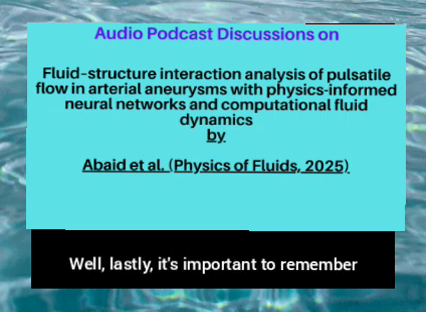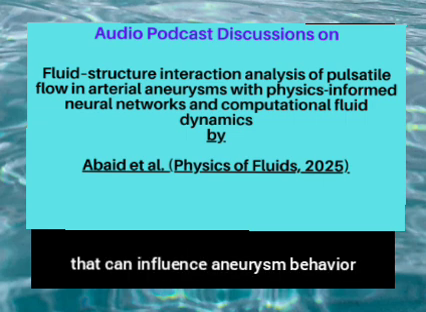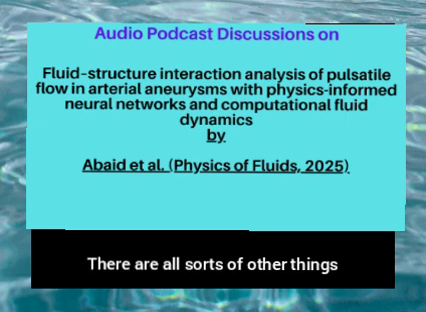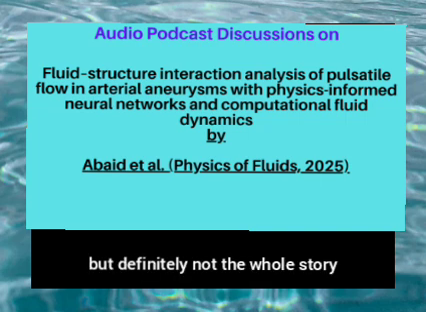Well, lastly, it's important to remember that this study only looked at a small number of factors that can influence aneurysm behavior. Right, there are all sorts of other things that could play a role. Like genetics, overall health, other medical conditions. It's a very complex picture. Absolutely. So it's a great starting point, but definitely not the whole story.